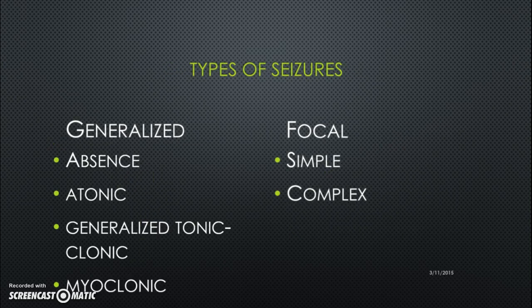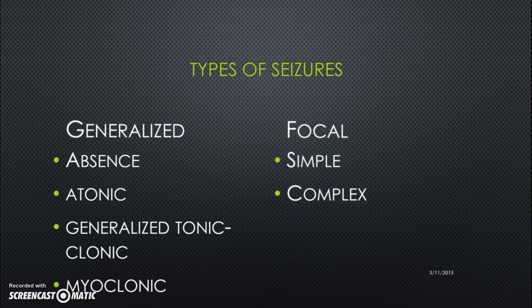There are two main types of seizures. You have your generalized seizure and your focal seizure. First, we will start with generalized. An absence generalized seizure is when a patient will stare, non-responsive, but comes back like nothing has happened. This can occur many times in one day. An atonic generalized seizure is a sudden loss of muscle tone. The body will just go limp.